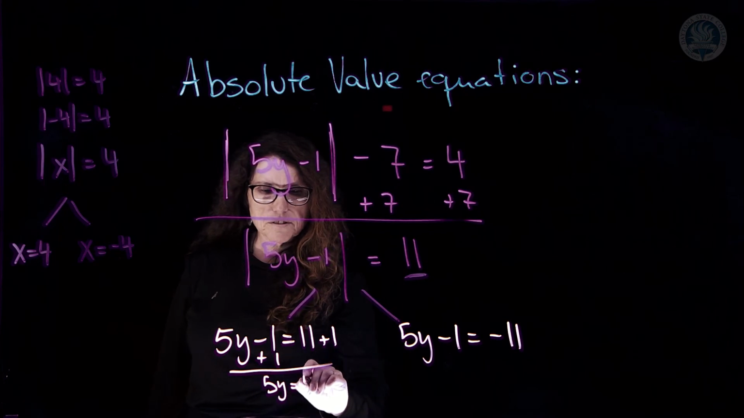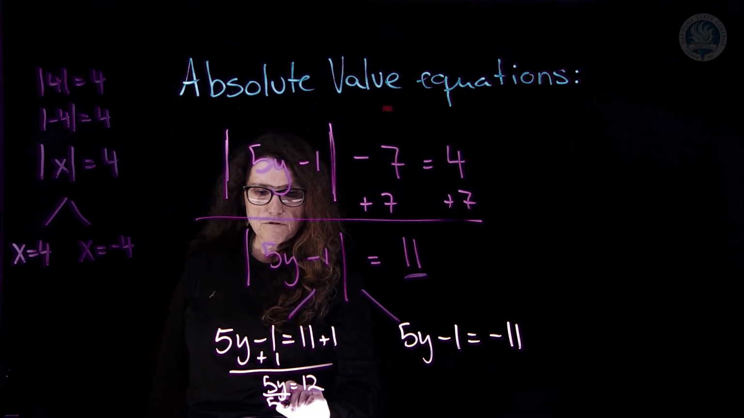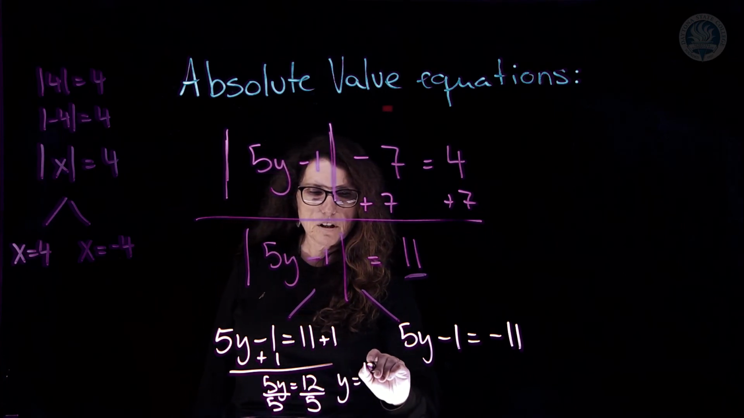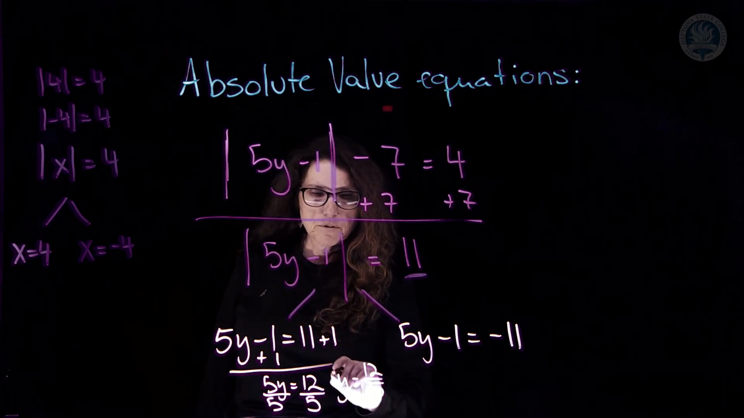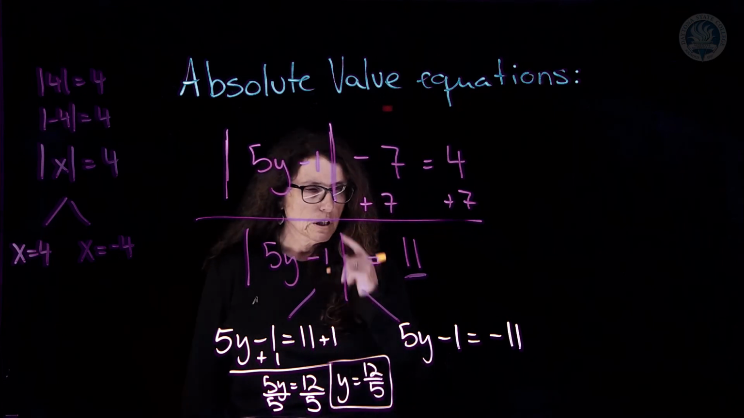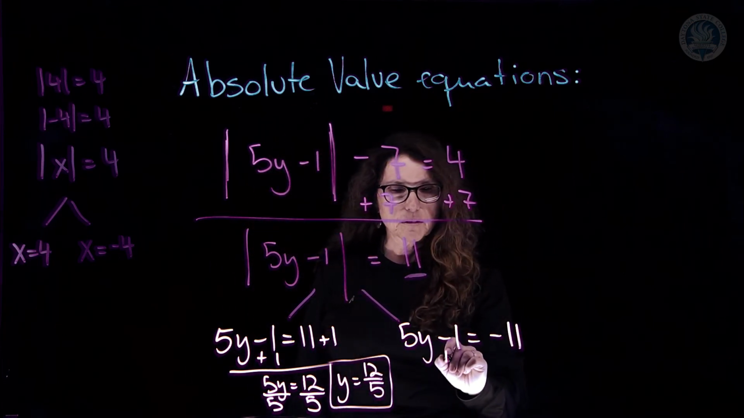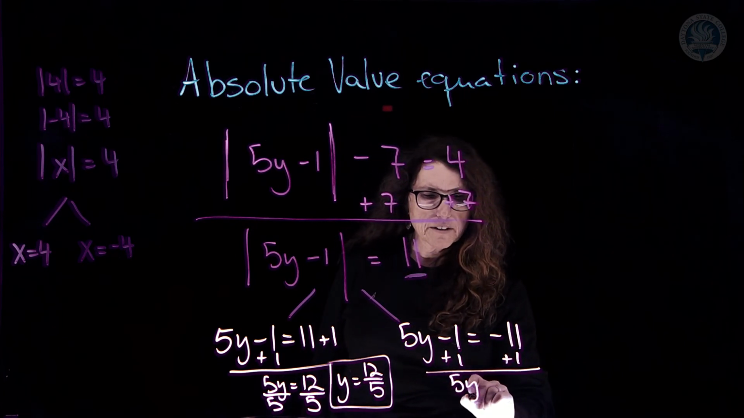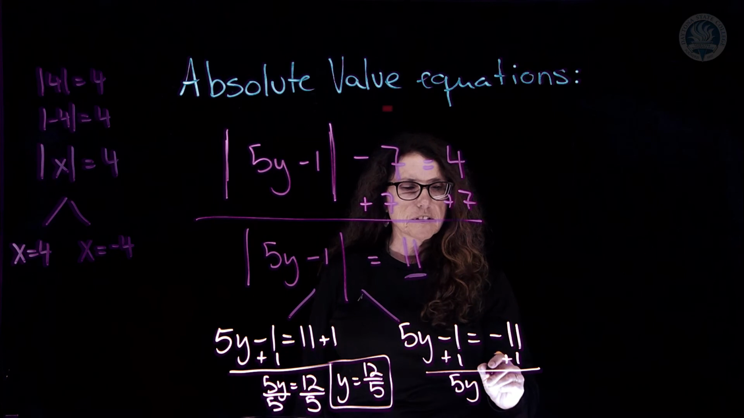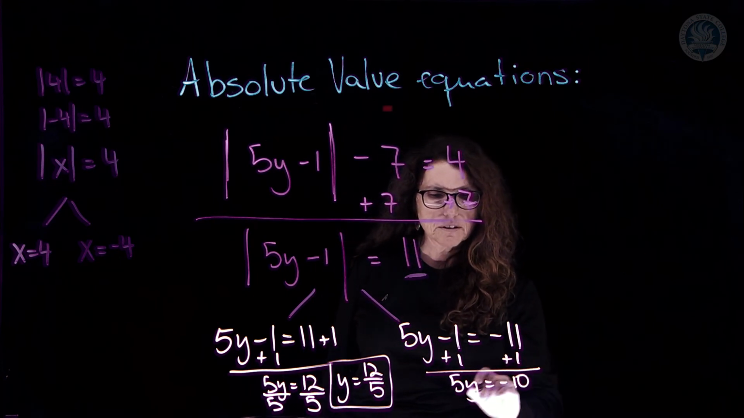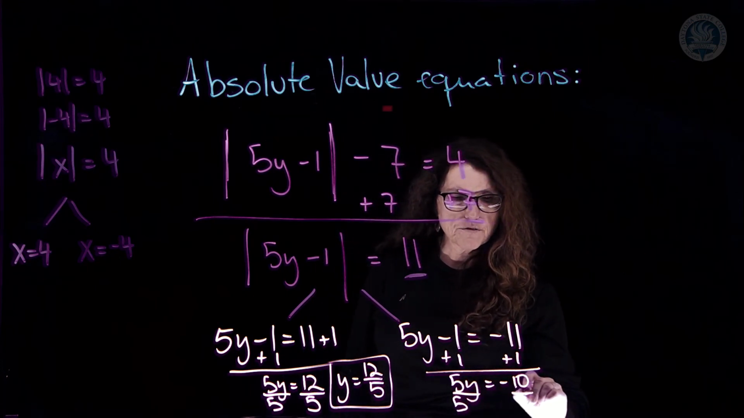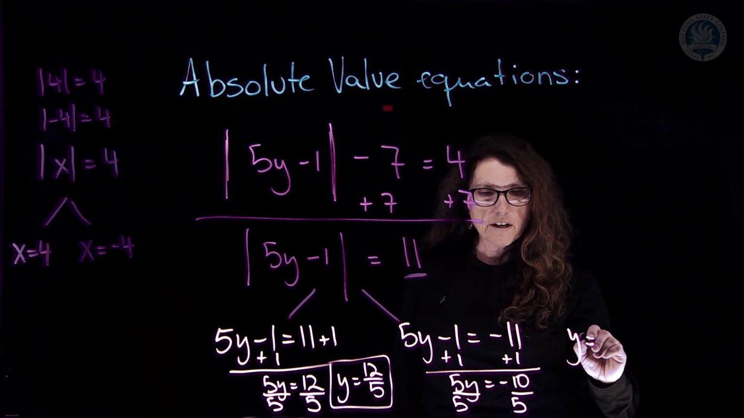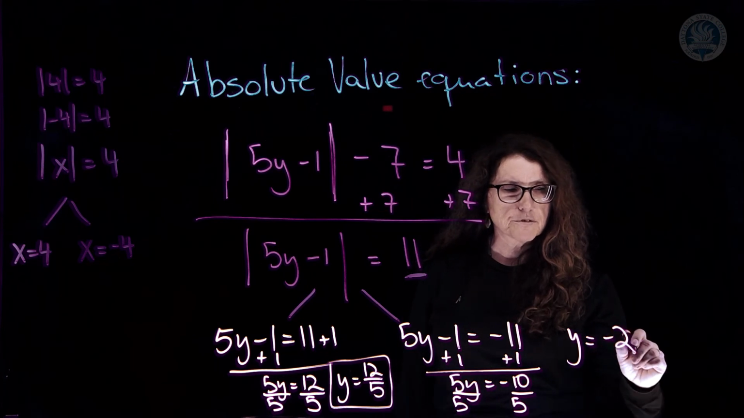5y equals 12. Divide by 5, and yes, again, our answer is a fraction, which is 12 over 5. Beautiful. Now on the other side, we're solving plus 1, 5y, negative 11 plus 1 is a negative 10. Divide by 5. Negative 10 divided by 5, y is equal to negative 2.